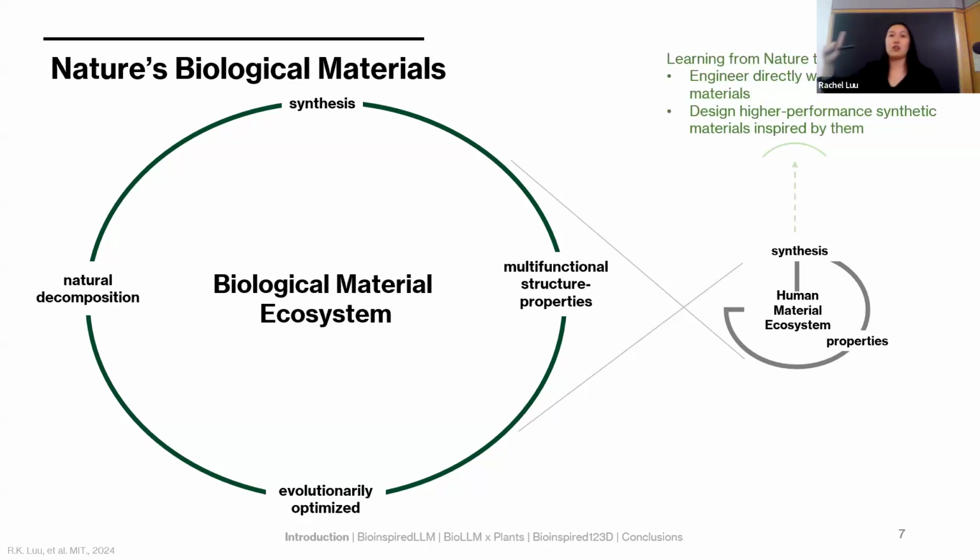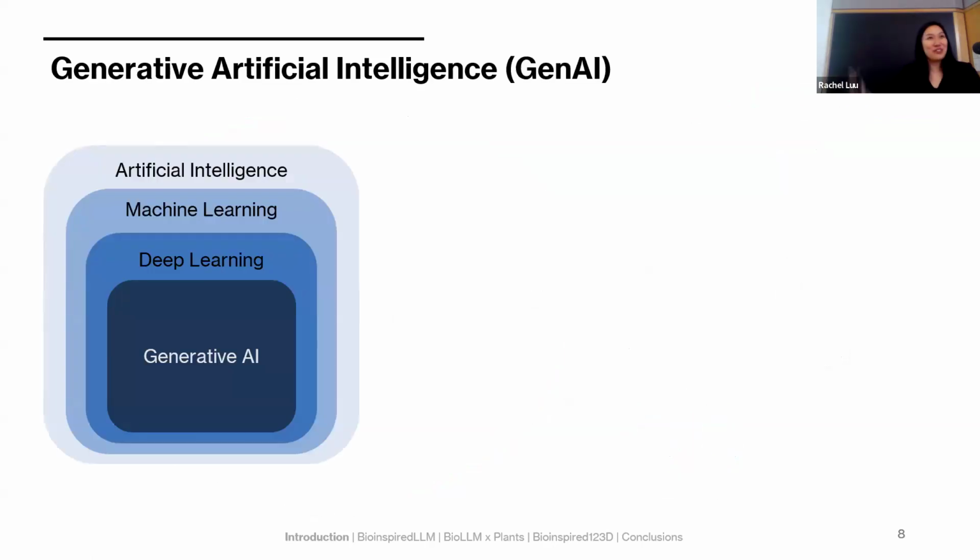First way is engineering directly with biological materials themselves, using abundant feedstock material that's already naturally degradable. And then the other end of this is designing higher performance synthetic materials that are inspired by biological design motifs. And the main hypothesis of my thesis here is that we could accelerate this by using generative AI. Okay, sound good?